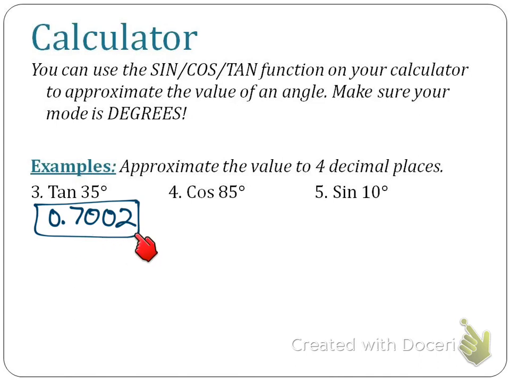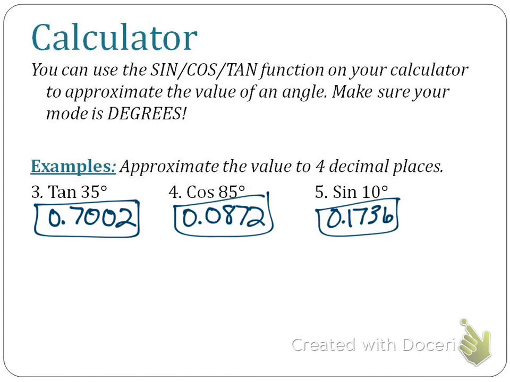Be sure you can do this. Substitute, you may have to pause. The next one, we're going to do cosine of 85 degrees. And then we're going to do sine of 10 degrees. Be sure you get the following 2 values. Again, pause so you can make sure the students have this.